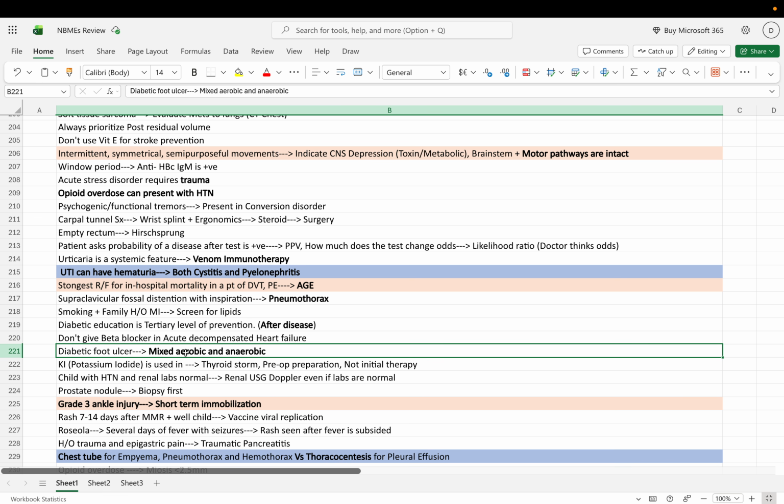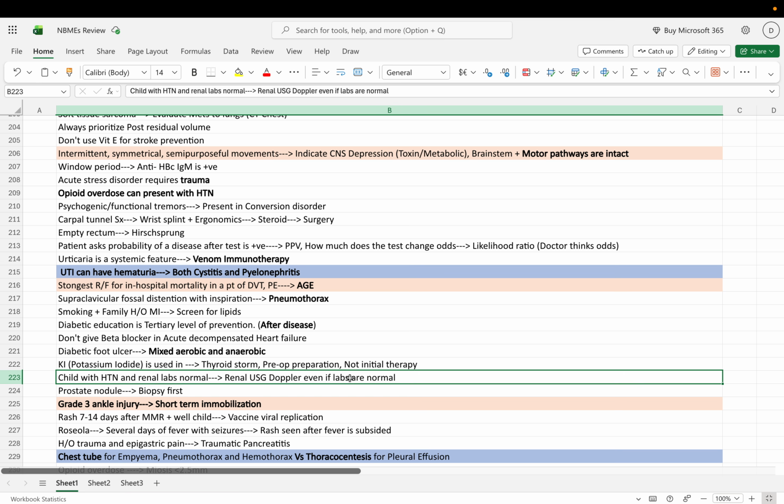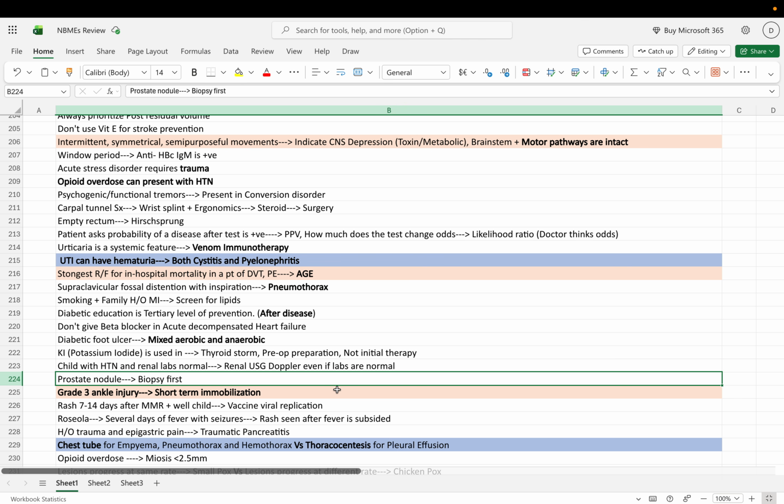Diabetic foot ulcer, the most common organisms are mixed aerobic and anaerobic. Potassium iodide is used in thyroid storm and pre-op preparation. It is not used as initial therapy in Graves. If the child presents with hypertension and renal labs are normal, do a renal ultrasound Doppler even if labs are normal. If you ever see a prostate nodule on NBME, just do the biopsy.